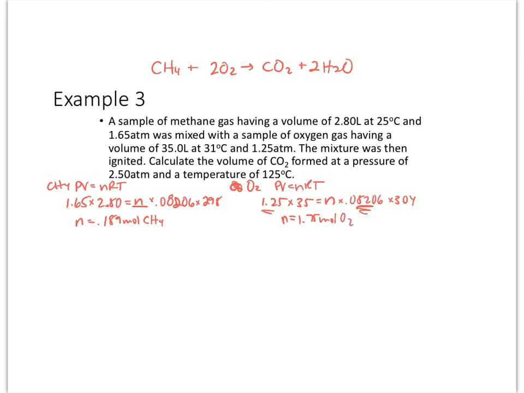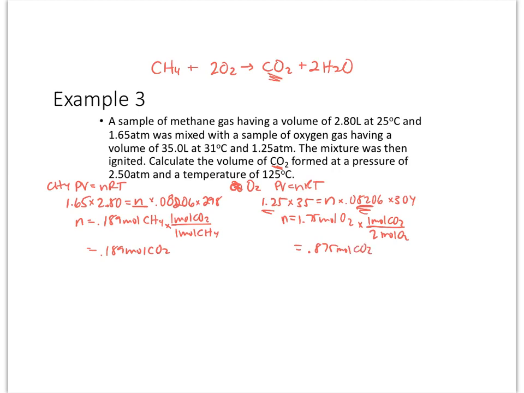So now I have to figure out which one is the limiting reagent by taking them both to CO2. So moles of CO2 would be 1 mole CO2 because that's the coefficient, 1 mole of methane, so mathematically that's 0.189 moles of CO2 possible with that amount of methane. For the oxygen, I'd have 1 mole CO2, 2 moles of oxygen, there's my coefficient, so that is 0.875 moles of CO2 possible with that amount of oxygen.